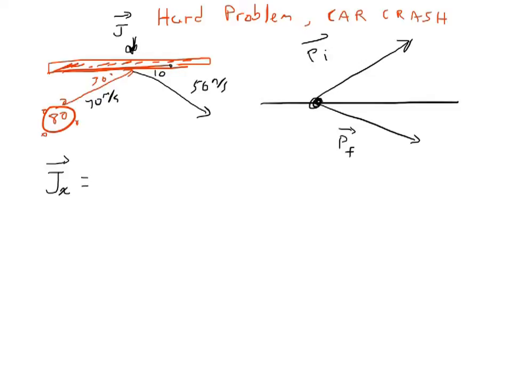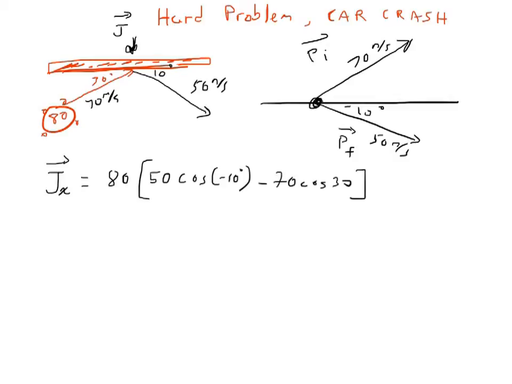So it would be the final momentum in the x direction, which is mass times velocity. I guess we could just leave the mass way outside. So its velocity was 50, times cos of negative 10 degrees. Negative because it's below the x-axis. And then minus, it had a velocity of 70 meters per second, so minus 70 cos of 30. And this is roughly negative 910 Newton seconds.